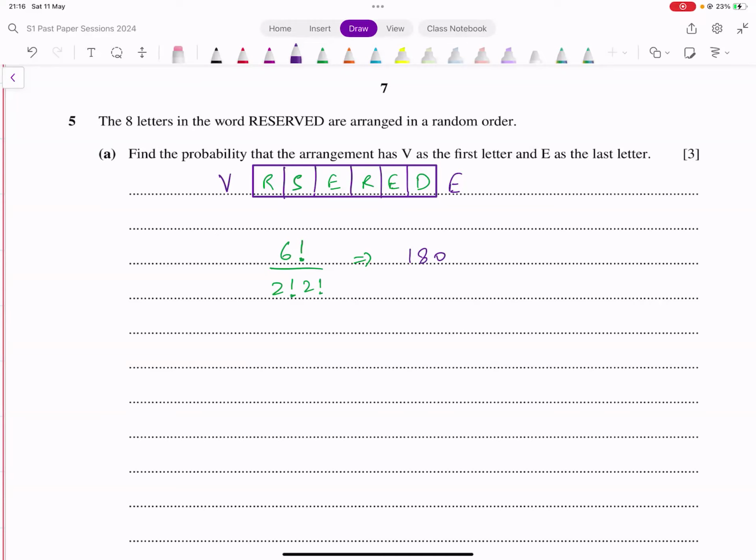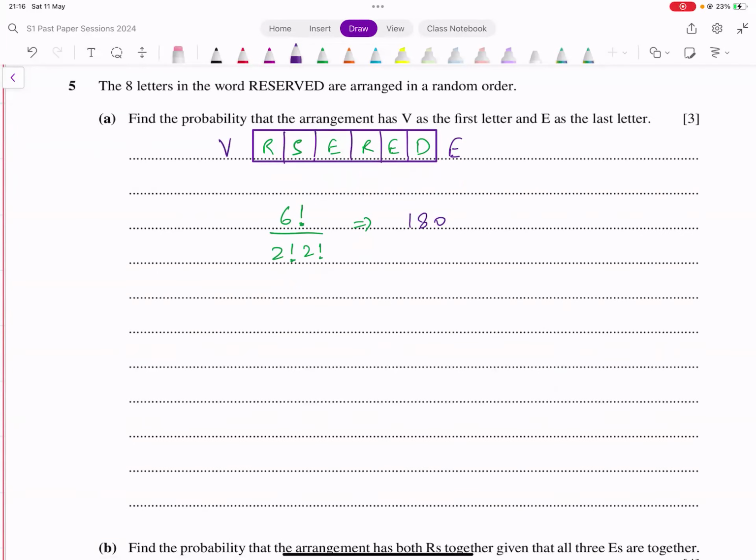Okay, sorry, we were looking for probability. Yeah, you're looking for probability, right? So this is when you have V as the first letter and E as the last letter. These are your favorable outcomes.